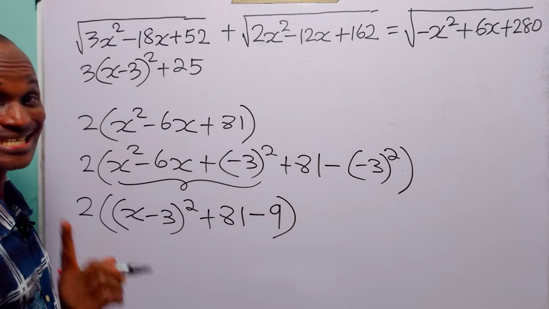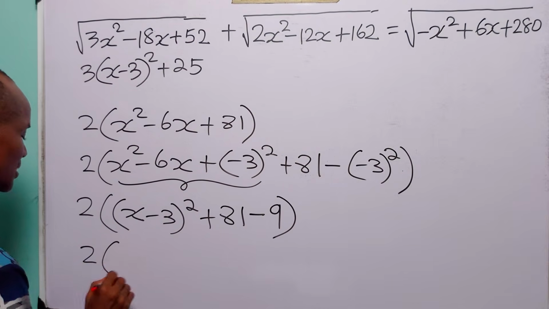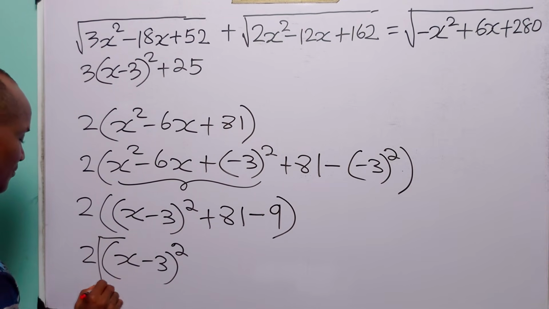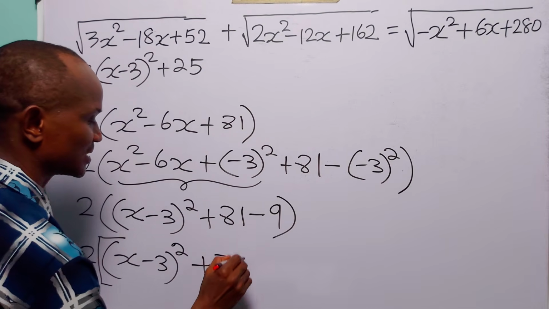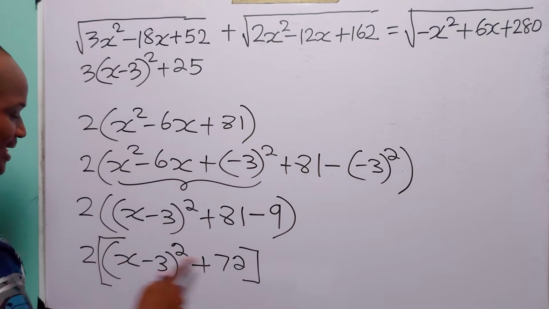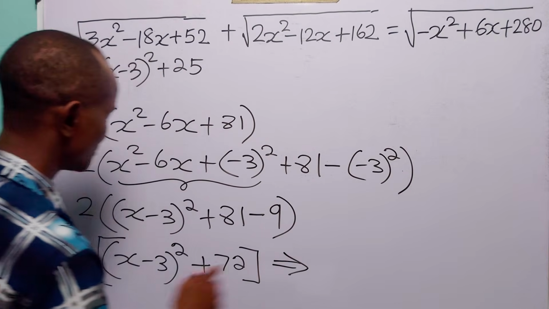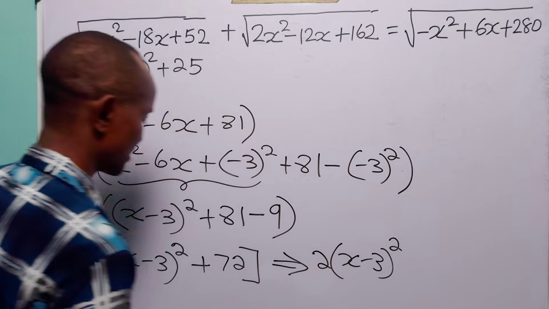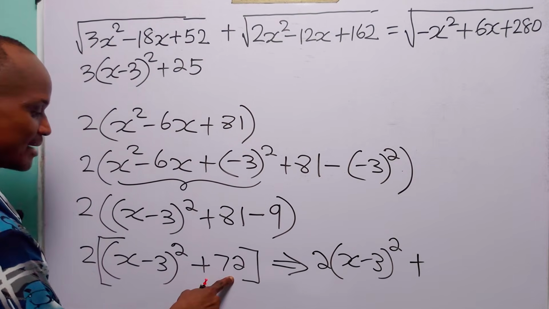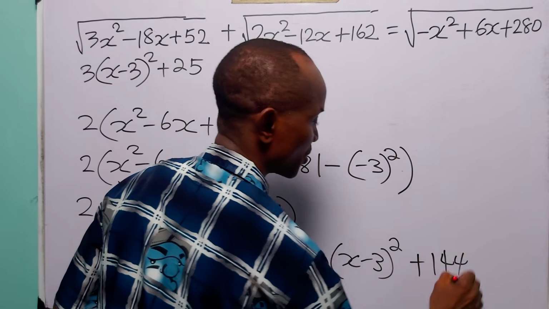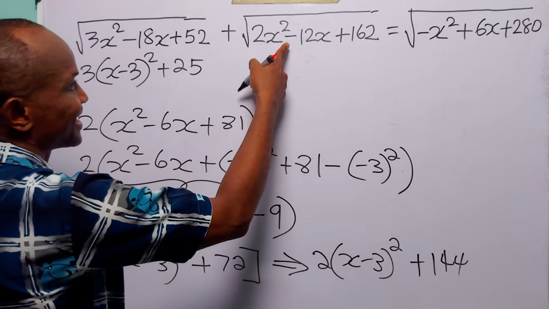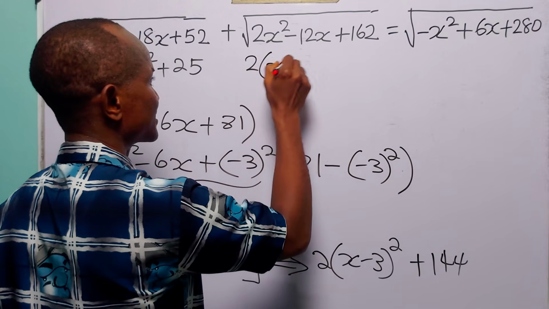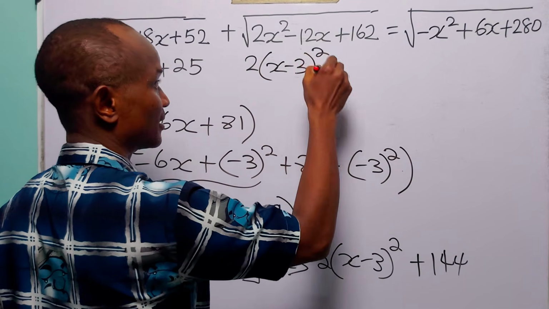81 minus 9 is 72. So we have 2 into x minus 3 squared plus 72. Now we can open the large bracket. When we do that, we have 2 times x minus 3 squared plus 2 times 72, that is 144. So under this second square root, we have 2 times x minus 3 squared plus 144.